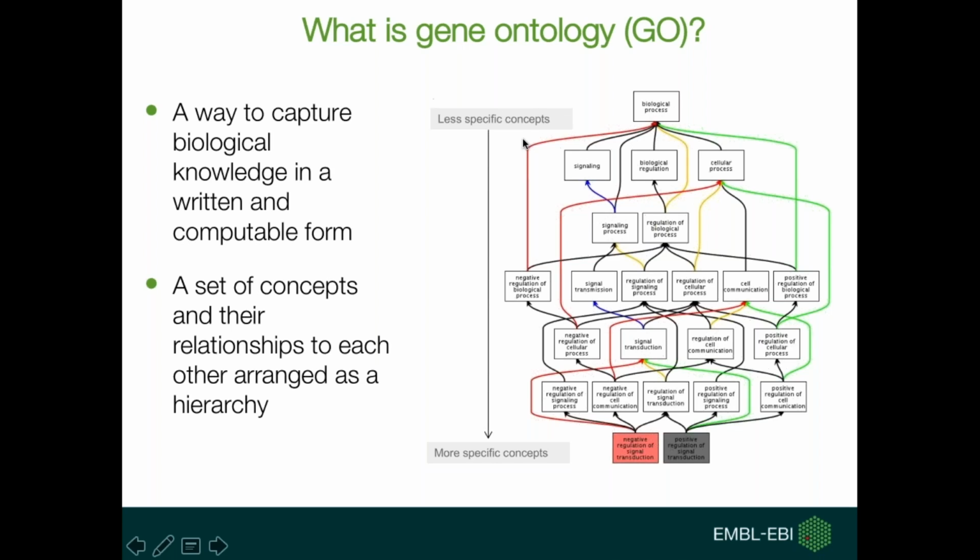It starts at the top with a very unspecific concept. So in this case, we start with biological process, and as you descend down the ancestry tree, we go to more specific concepts. These are all interconnected, as you see, with arrows of varying colors. These dictate the relationship between the terms in the gene ontology, and I will discuss this in a few slides.